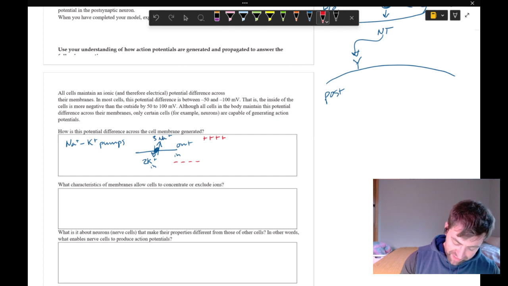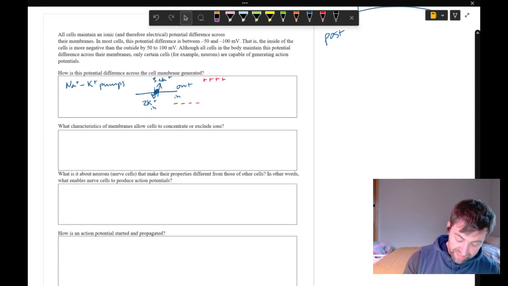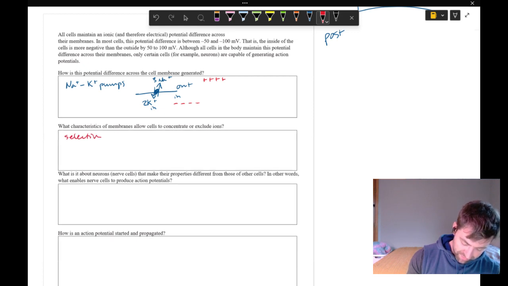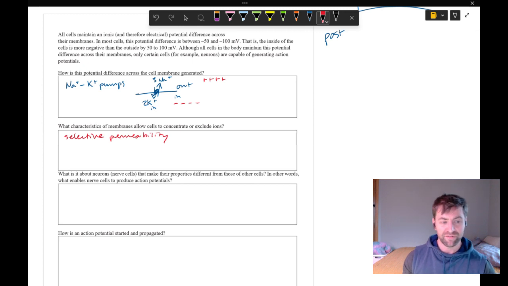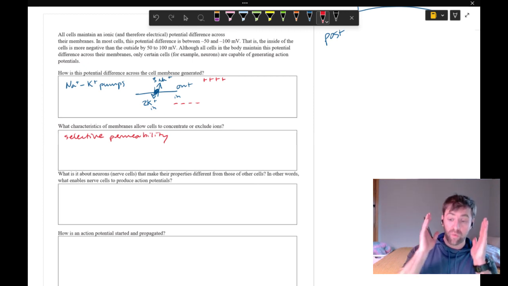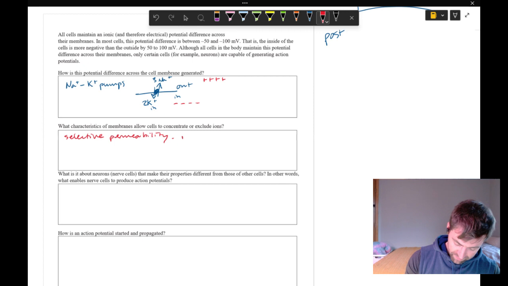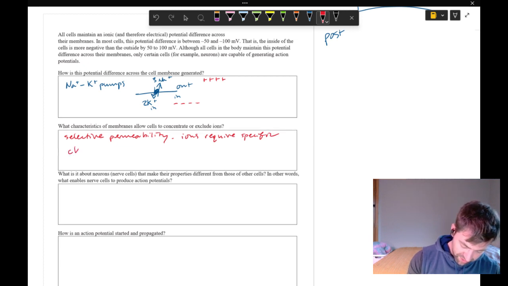What characteristics of membranes allow cells to concentrate or exclude ions? Selective permeability should be a very familiar term by now. Ions such as sodium and potassium cannot diffuse across the phospholipid bilayer. They require specific channels, or active transport.